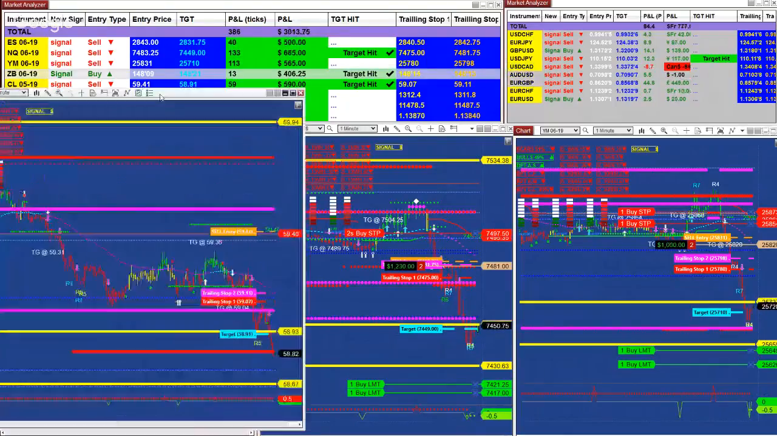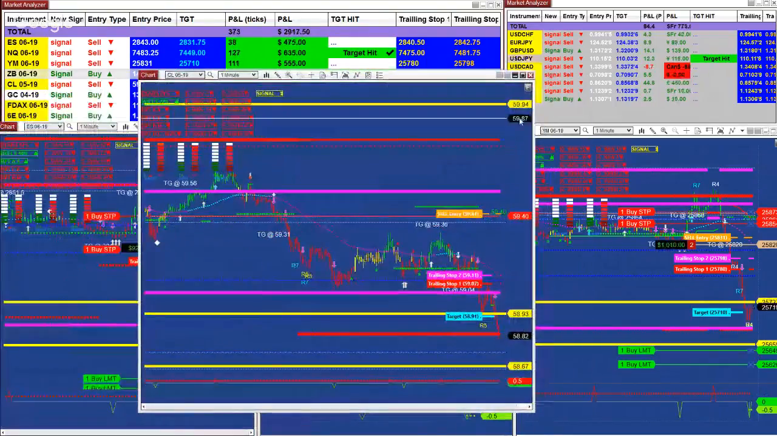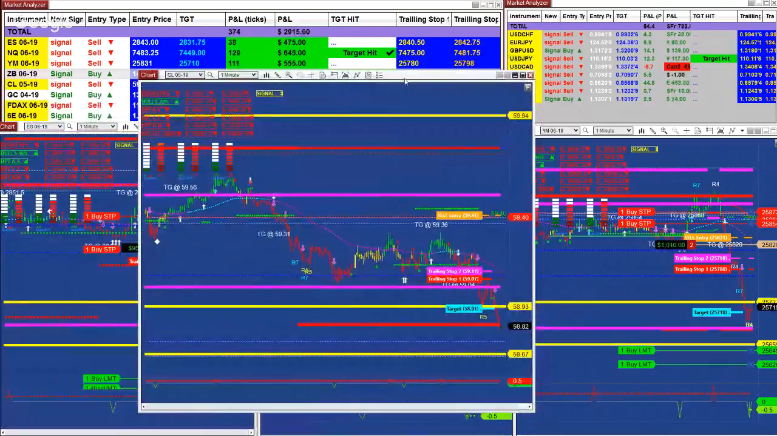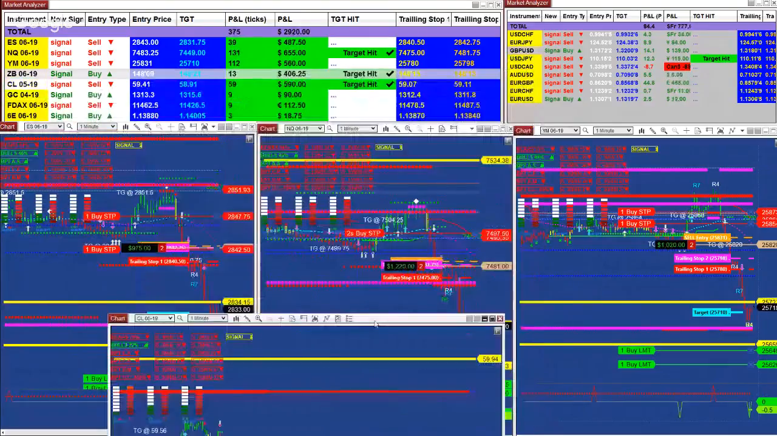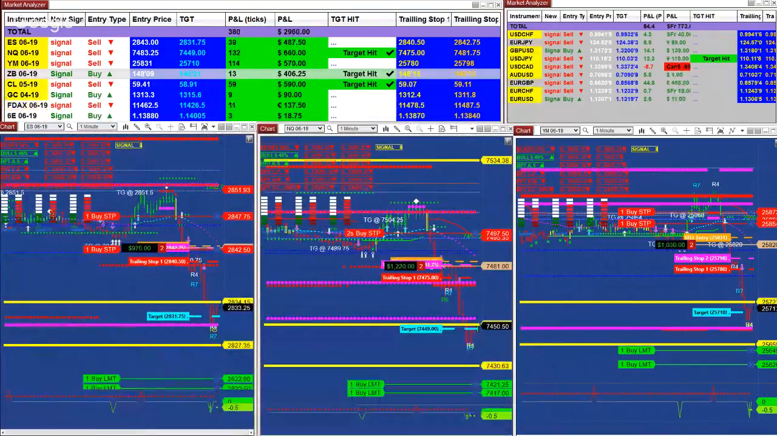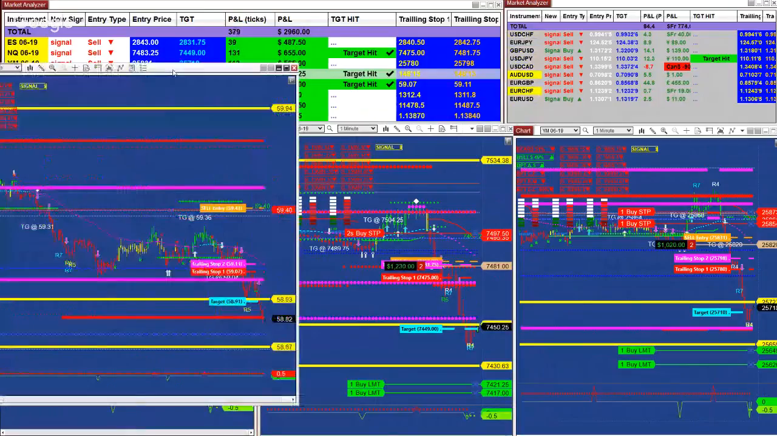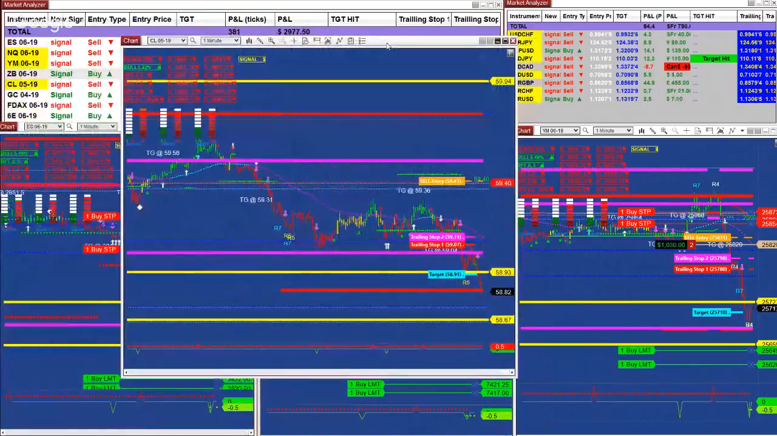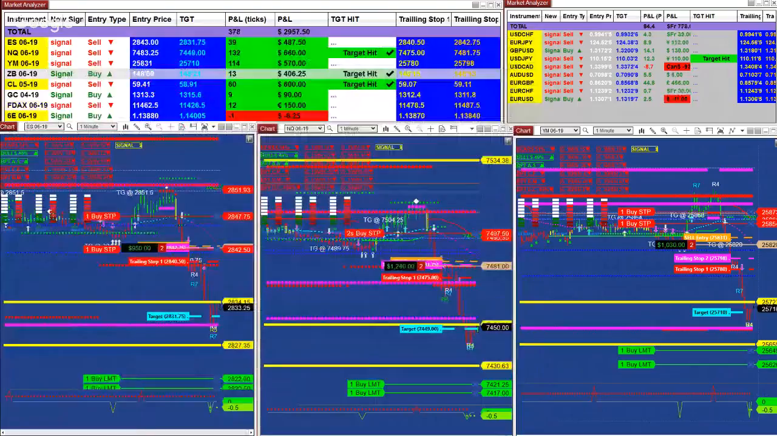Also, the CL has been finished with the trade. Let's look at the CL, and the CL hit at 59.41, and 58.91 was the target. And this is way above the target, below the target. So this is really straightforward trading, folks.